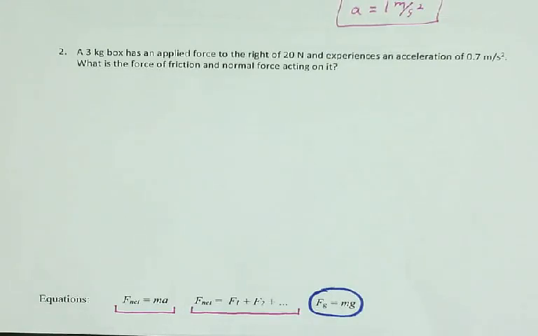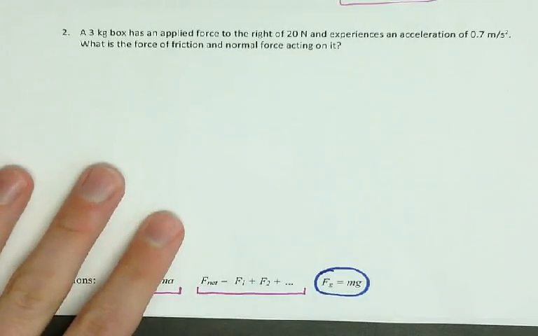So a 3 kilogram box has an applied force to the right of 20 newtons and experiences an acceleration of 0.7 meters per second squared. What's the force of friction and the normal force acting on it? So this time I am bringing normal force into the problem. We're going to do it the exact same way we did in the first part.